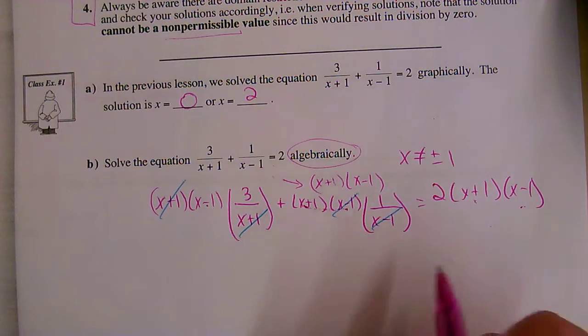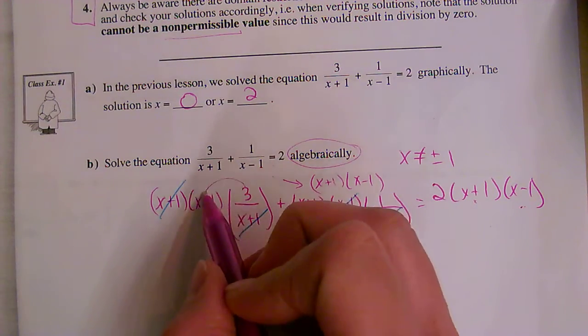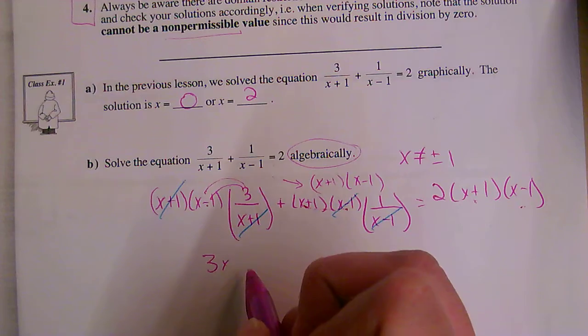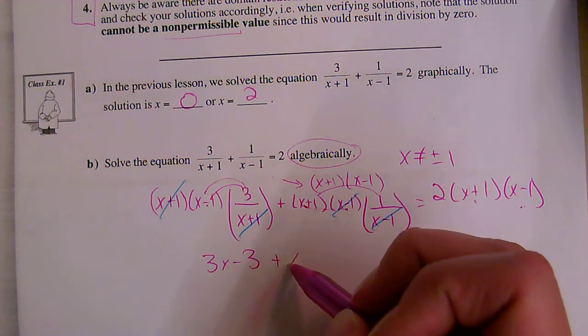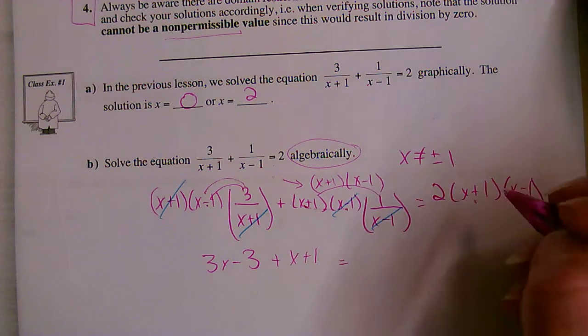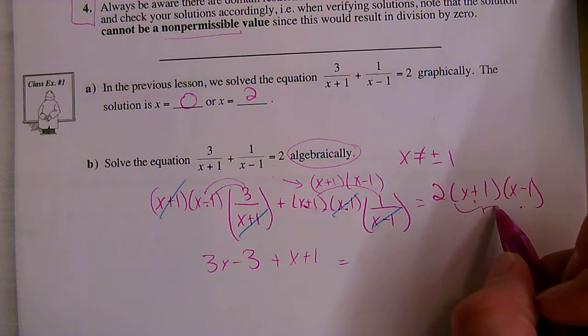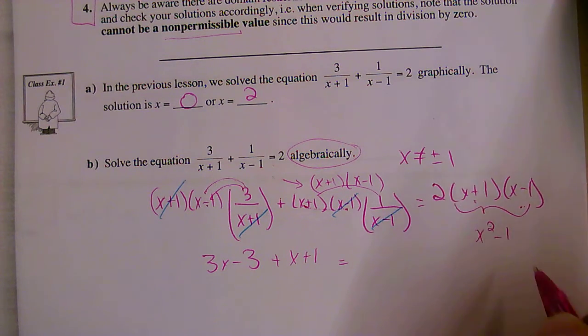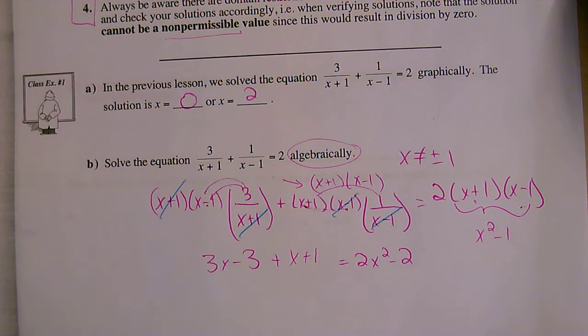Then I'm left with just numerators, no denominators. So then 3x minus 3 plus x plus 1, and then I've got the trinomial here. This is a difference of squares, x squared minus 1, and then multiplying that 2 in is going to give me 2x squared minus 2, right?